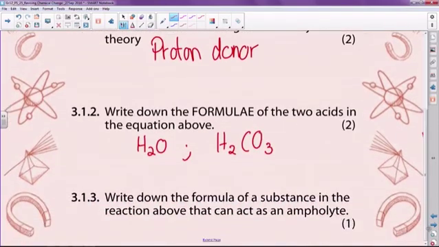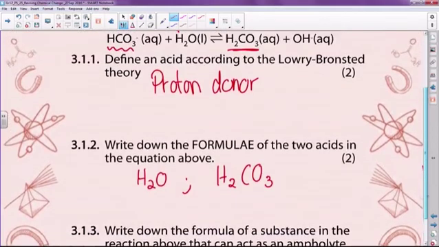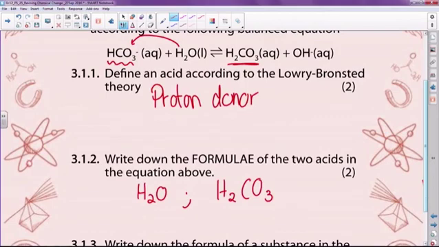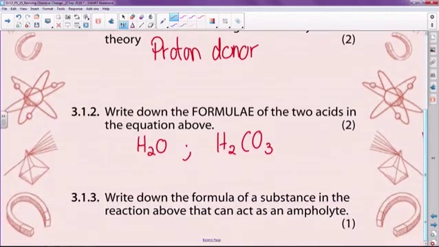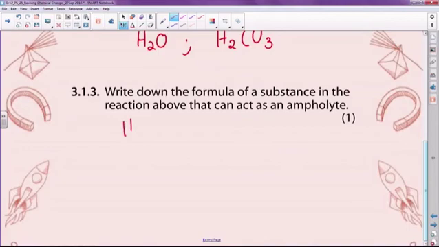Then they say, write down the formula of a substance in the reaction that can react as an amphiprotic substance. Now remember, your amphiprotic substances can act as both acids and bases, not in this reaction, okay? And this reaction is either going to act as either. In fact, there are two, and the one I would expect you to write down without hesitation is water, but the second one is actually this ion, because it has the ability to both give and take hydrogens. Okay, they accepted both.